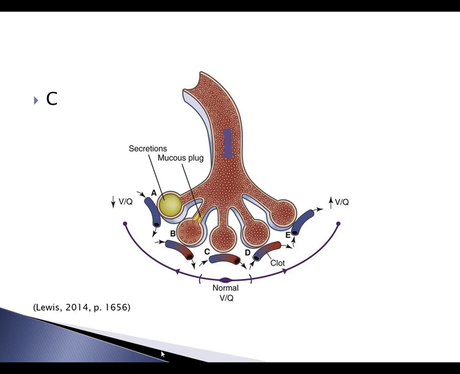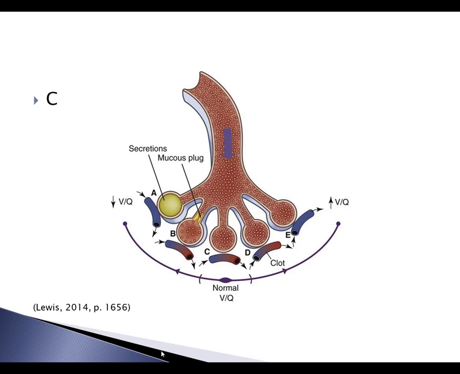B is VQ mismatch, the ventilation and perfusion. So in B, the patient's breathing normally, but you can see there's a mucus plug in the way, so the oxygenation is not as much as it should be, even though the heart is pumping just as normal as it always does. C is normal VQ, so normal ventilation and perfusion, not mismatch, excuse me. In C, you can see all of the oxygenation is getting down and perfusion is going round and round.